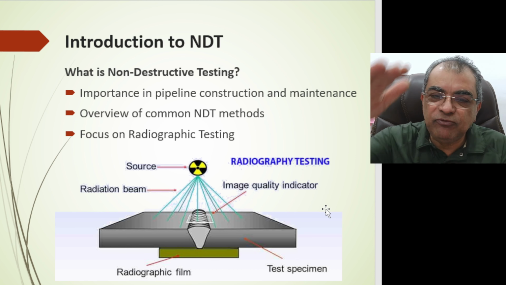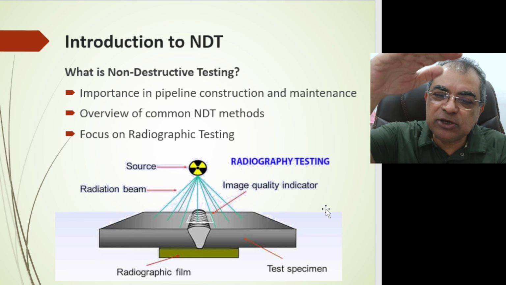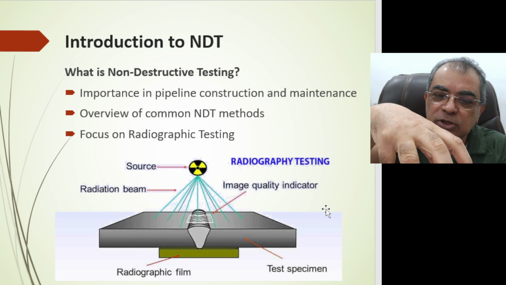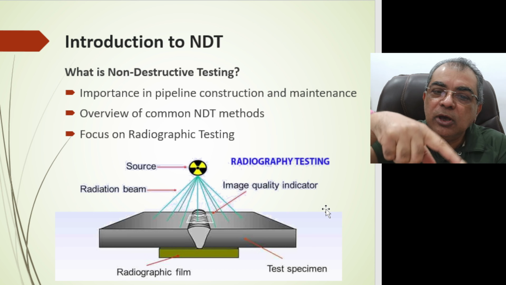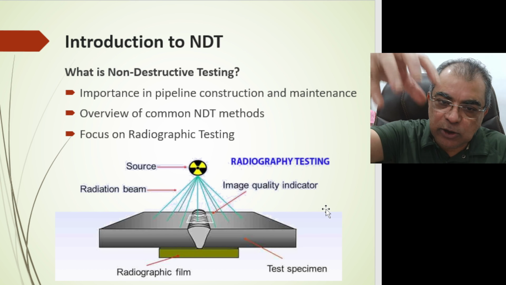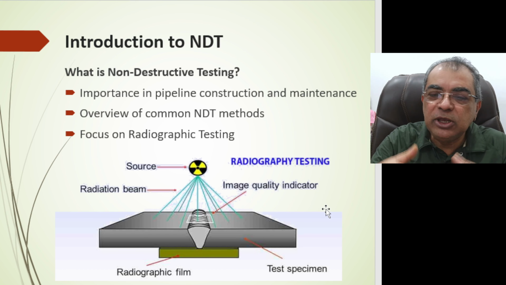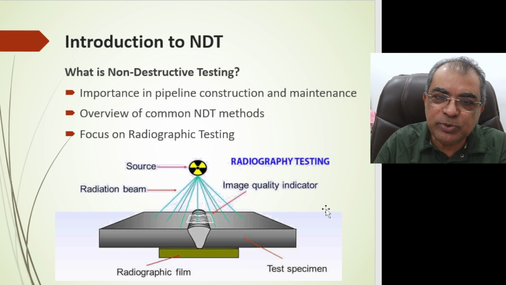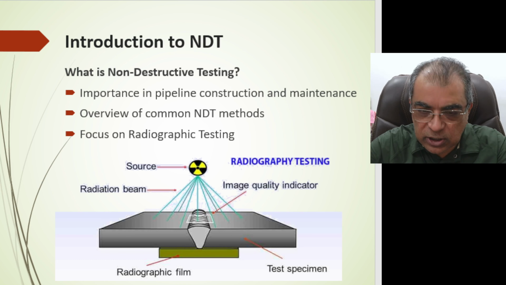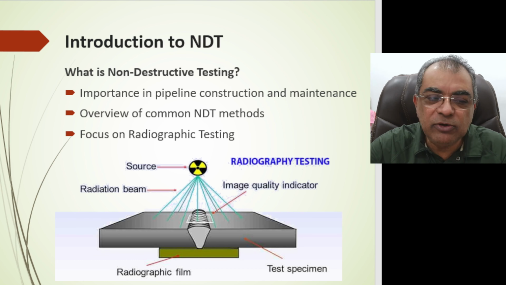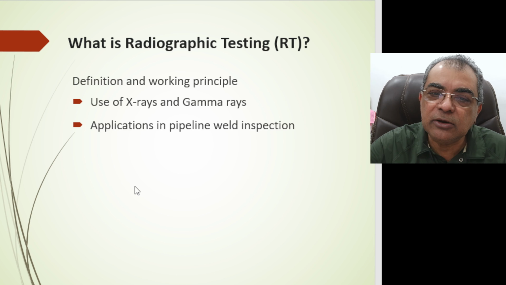The film is kept, same like an X-ray. Radiation is sent on the part on which the radiography is being done, and the film comes out. Then it is interpreted by the experts, and a report is given on what they see. We will see that in the coming slide.